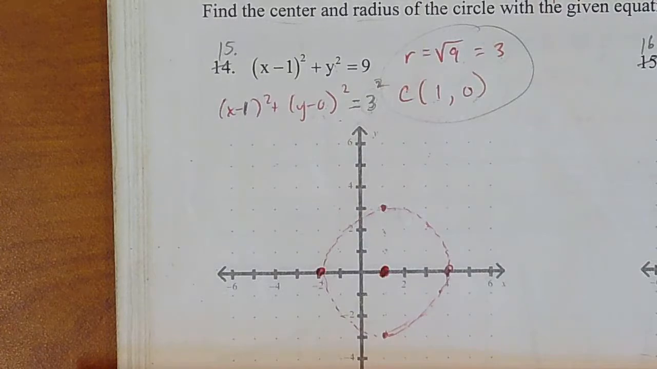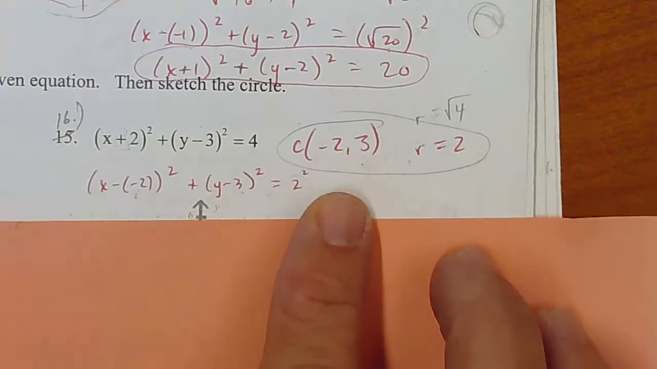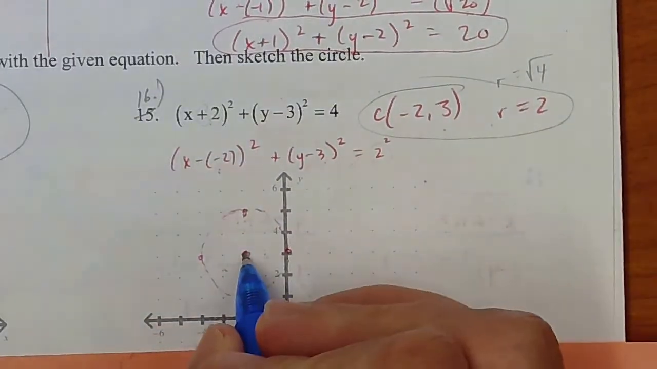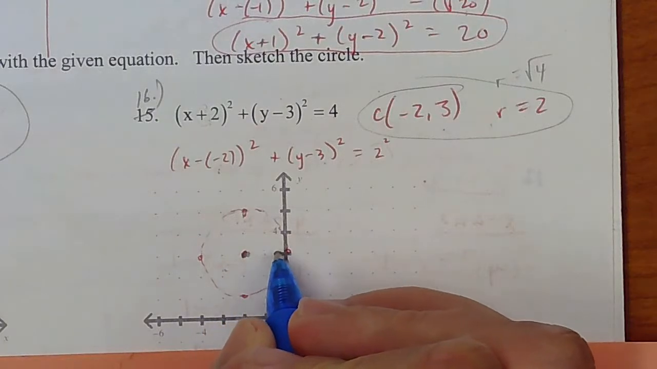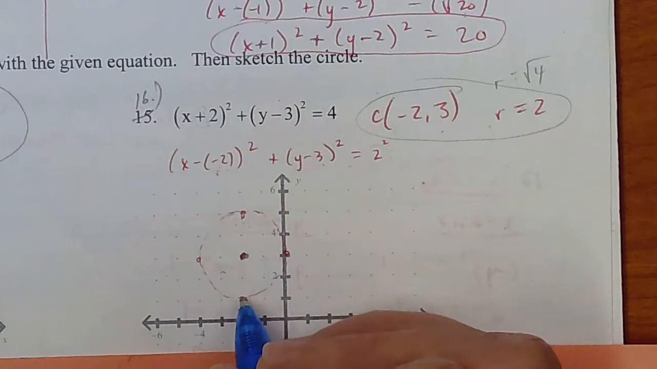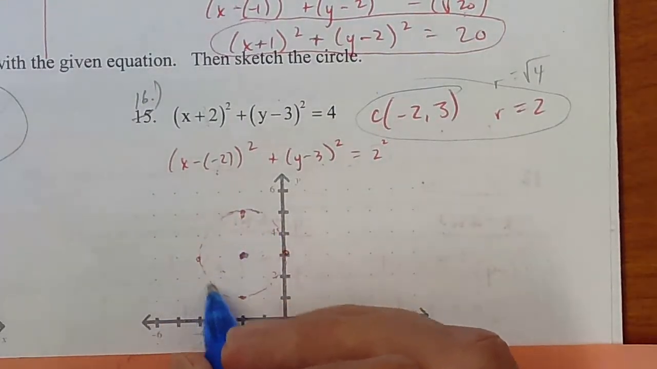Try that for 16. So there's our first coordinate, negative 2, 3. And now we just go 2 units to the right, 2 units up, in those obvious directions, and then we can roughly sketch that circle.